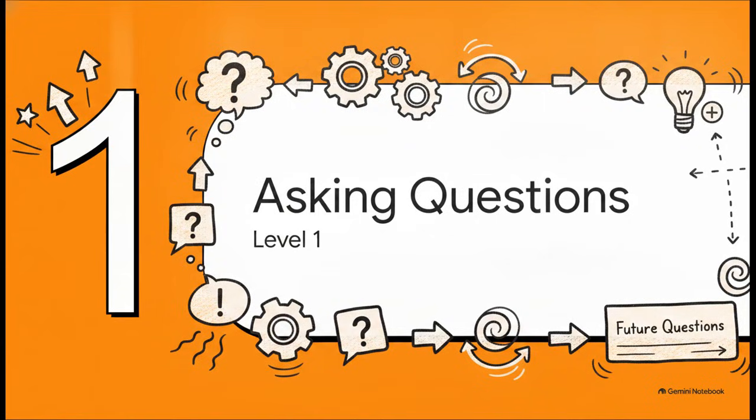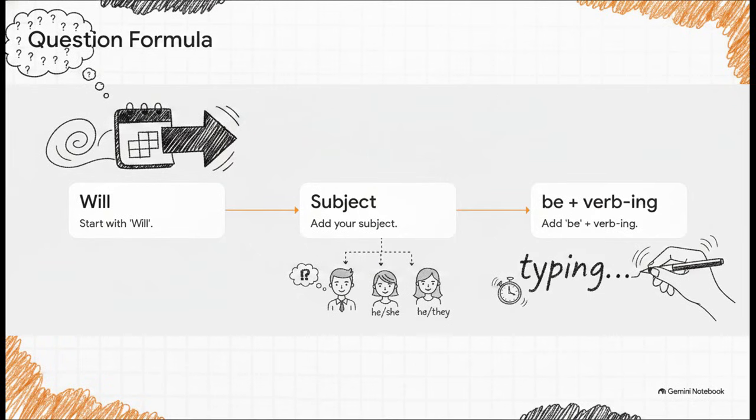Level 1. Asking future questions. Let's jump right in. We're going to look at the mechanical swap you need to make to turn a simple statement into a question. Think of sentence structure kind of like a basic math equation. To ask a yes or no question in the future continuous tense, you really don't need to overthink it. Just follow this exact step-by-step formula.